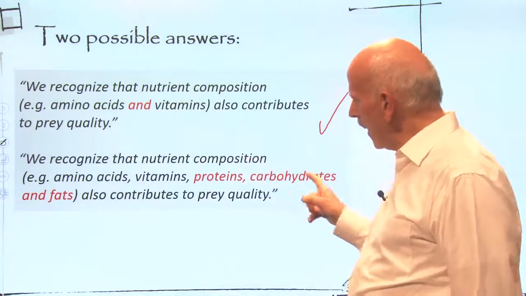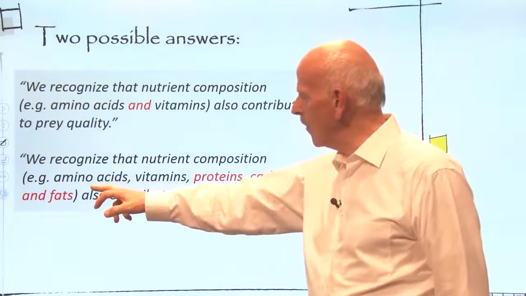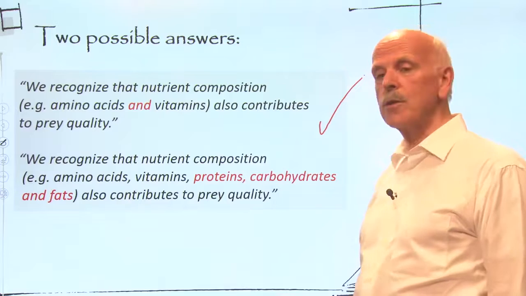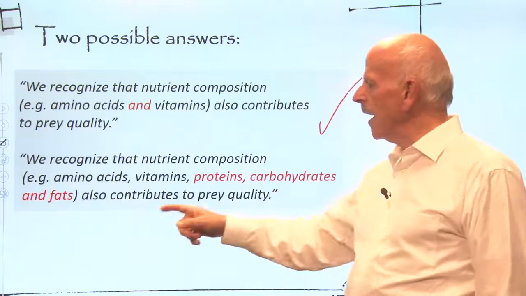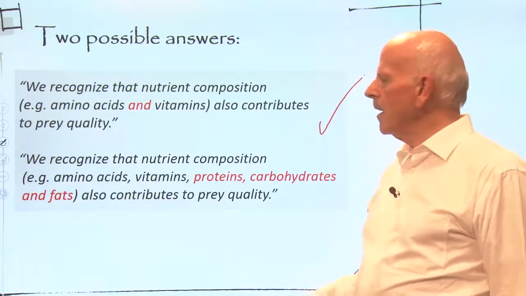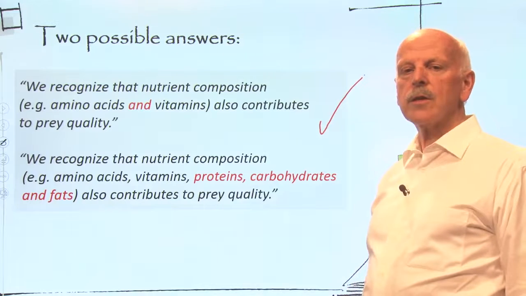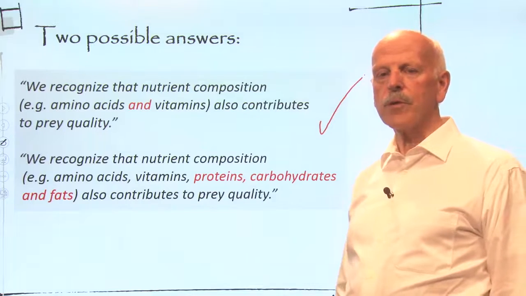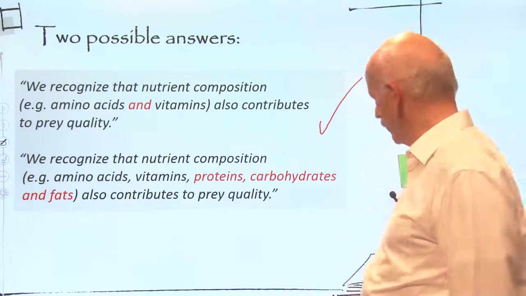Or you could identify what else could be in that list of nutrient composition. For example, amino acids, vitamins, proteins, carbohydrates, and fats also contributes to prey quality. So there we are adding more to the list. And in this case, we've identified five different types of nutrients. Now, when you are using "e.g.," it's probably not a good idea to add too many to a list of examples. Two or three is enough. You don't keep on listing them until you've got 10 examples.